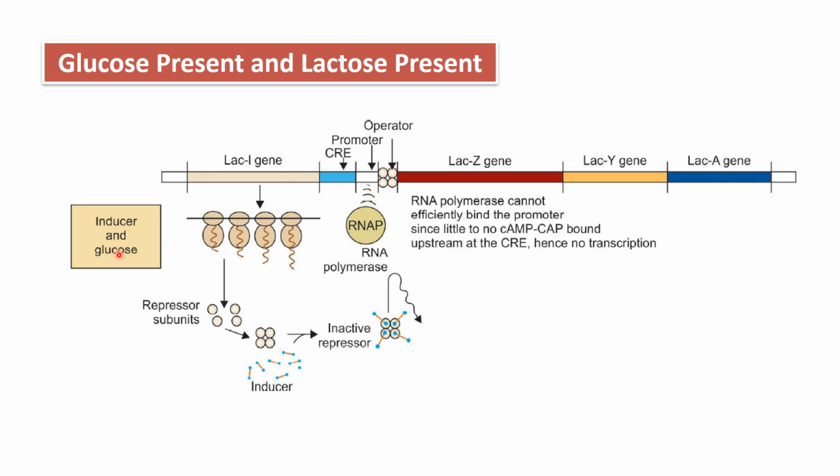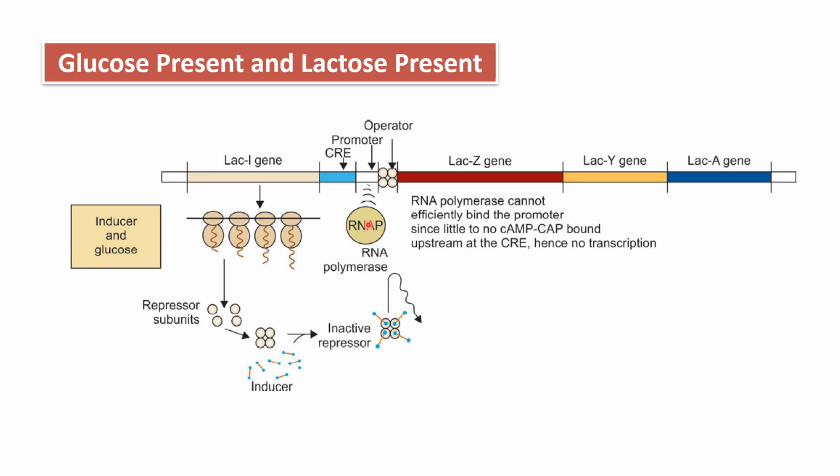Since glucose is present here, we have both glucose and lactose. When glucose is low, this CAP, catabolite activator protein, will be increased and more of this complex will be formed, and the RNA polymerase will efficiently bind to the promoter. But what is happening here? There is no repressor. The formed repressor is inactivated by the inducer, that is lactose.